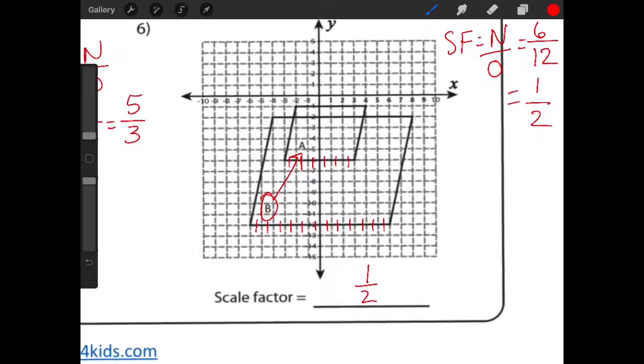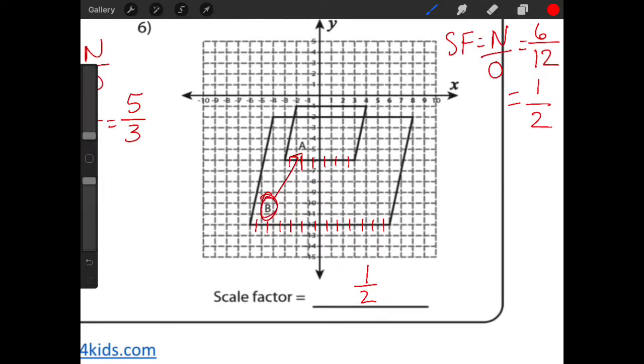Question number 6, we did the same thing. We went from B to A. So my original was 1, 2, 3, 4, 5, 6 units long. And my new one is 12 units. So comparing 6 to 12 reduces to 1/2. You could have done this as a decimal, which would be 0.5 or 5/10. You could have also written this as nothing. That's it. Those are the only two answers you can have. So scale factor is 1/2 for number 6.